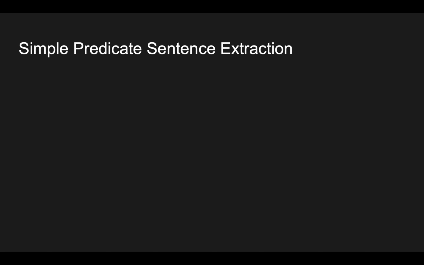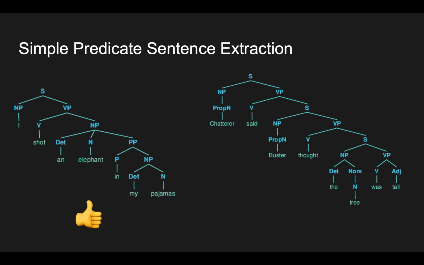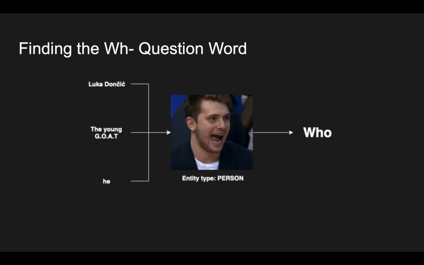For example, the sentence, "I shot an elephant in my pajamas," would be extracted, since it conforms to the grammar requirements. The sentence, "Chatterer said Buster thought the tree was tall," however, would not pass, because the highest level VP has another sentence as a constituent. Using these found predicates, we generate two separate kinds of questions, WH and binary questions.